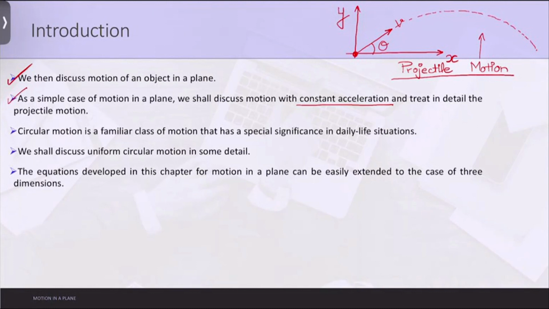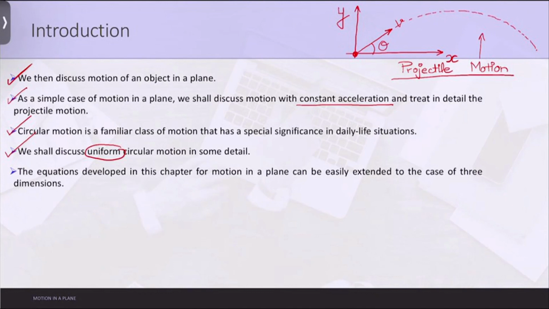After projectile motion, we will understand circular motion also. Circular motion is a familiar class of motion that has a special significance in daily life situations. We shall discuss uniform circular motion in detail. So what is the basis behind circular motion? What is the acceleration acting upon it? What is the name of the acceleration which acts upon a body moving in circular motion? All these things will be explained in detail at the end of this chapter. I think the last topic of this chapter is uniform circular motion only.